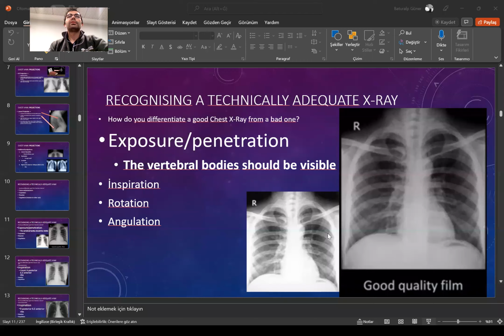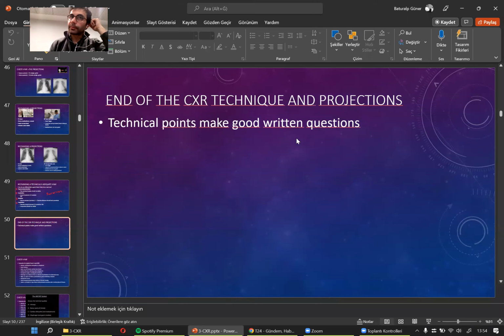In our next lecture we will move on with anatomy and the pathologies. We will do a systematic approach. That's basically it.